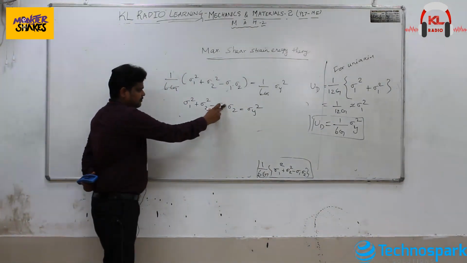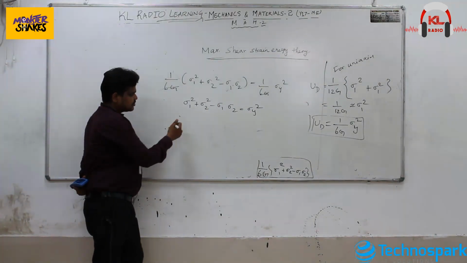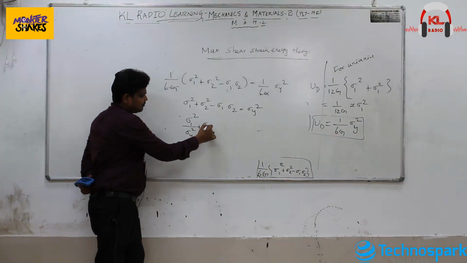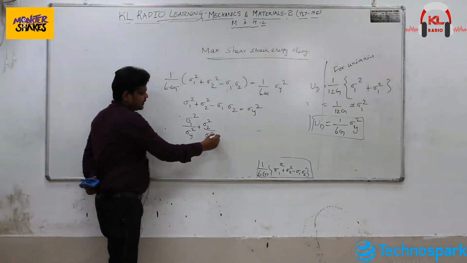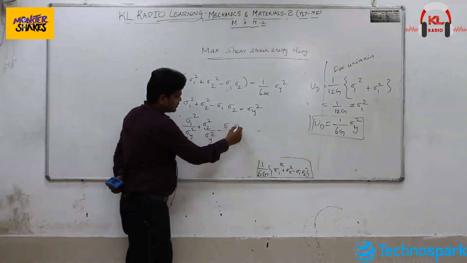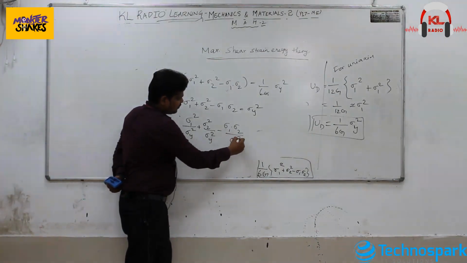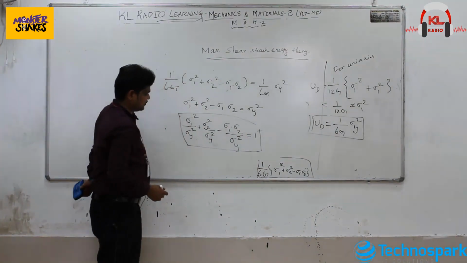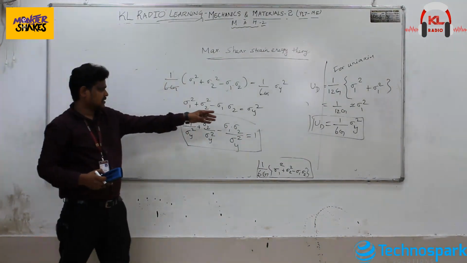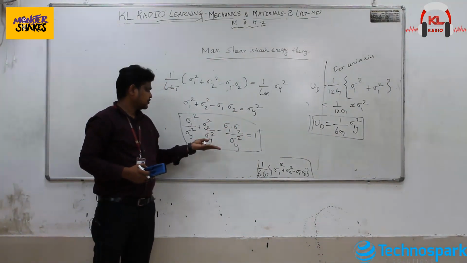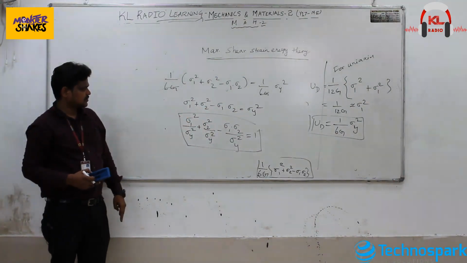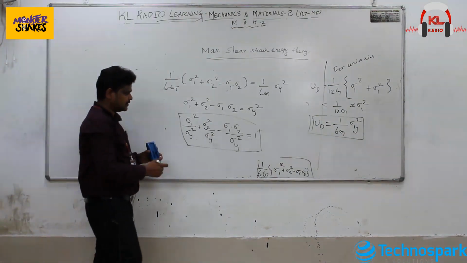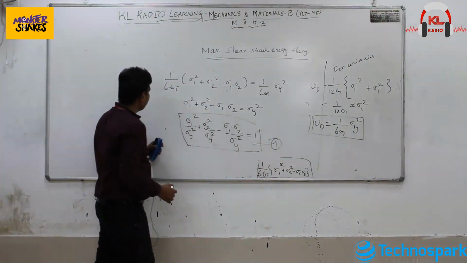So this equation can be further reduced to get the region of safety. Sigma 1 square by sigma y square plus sigma 2 square by sigma y square minus sigma 1 into sigma 2 divided by sigma y square is equal to 1, if this term gets down to the denominator on the left side. So now by looking at this equation one can conclude that this is the equation of an ellipse.